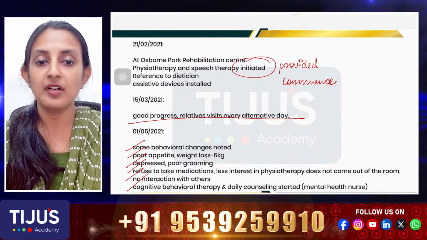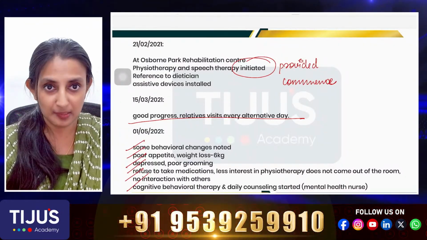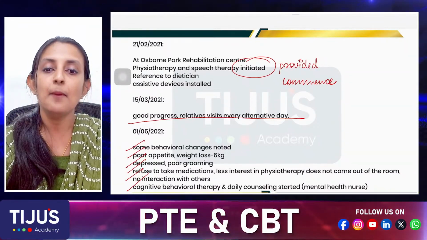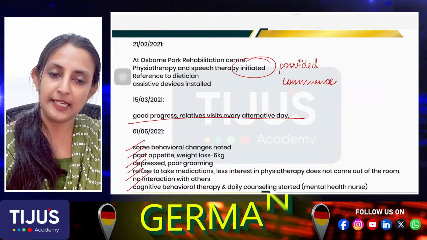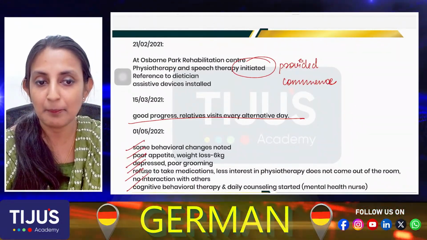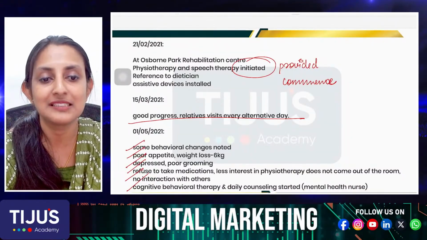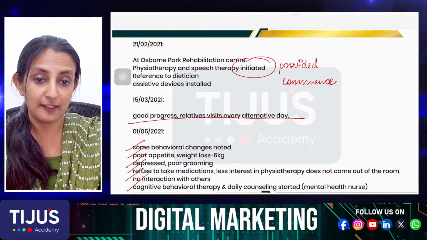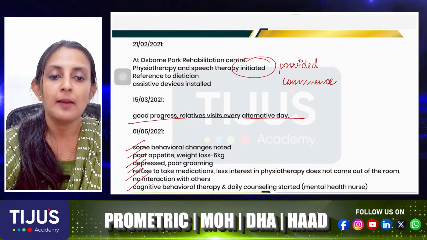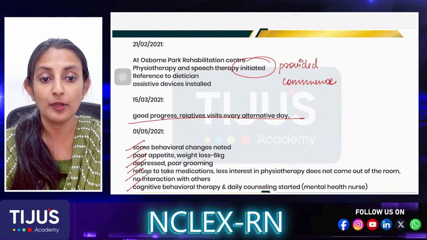After that, from 1st May 2021 onwards we need to give details, because all those things relate to the post-stroke element. So you could say, on 1st May 2021, Mr. Brookson showed some behavioral changes with poor appetite and weight loss of 6 kg. Who showed behavioral changes with 6 kg weight loss and poor appetite? Brookson did. He seems depressed and was in a poor grooming stage.